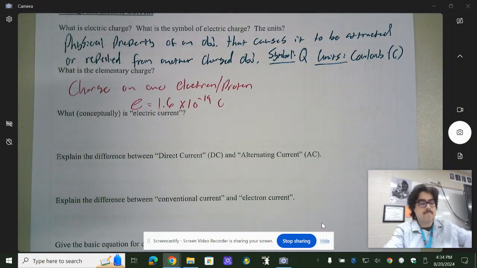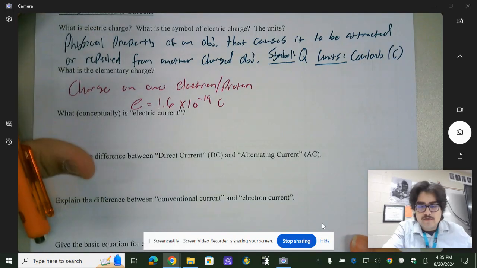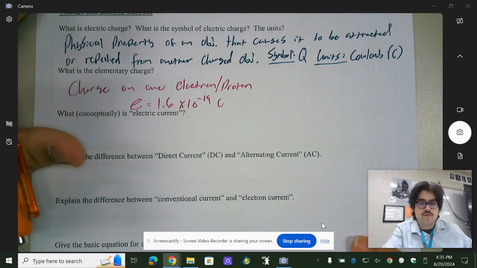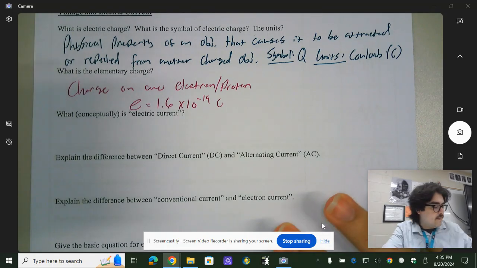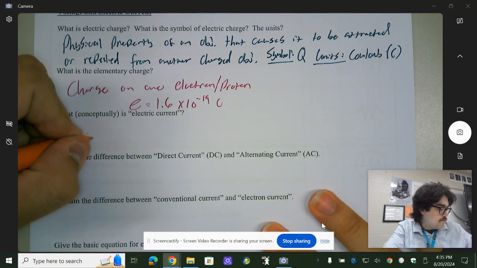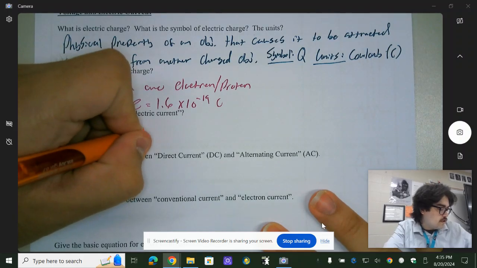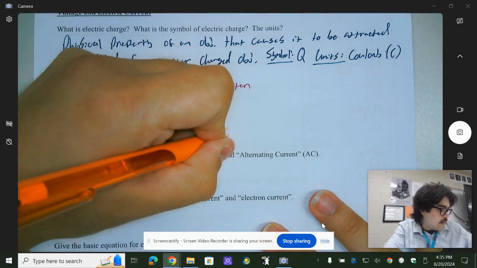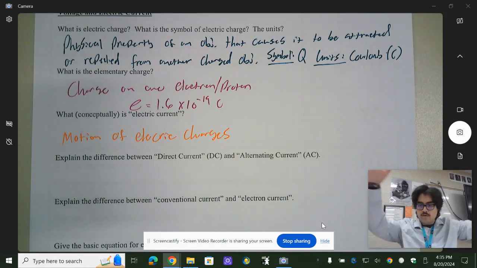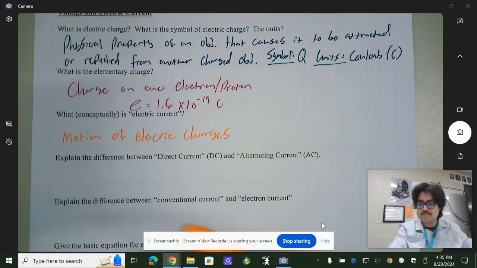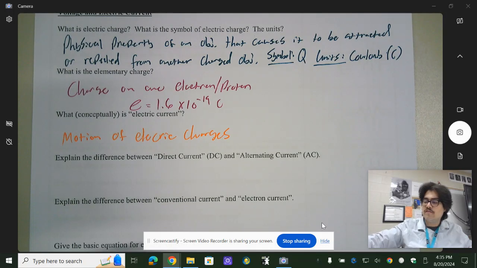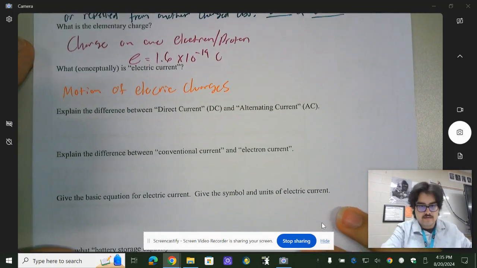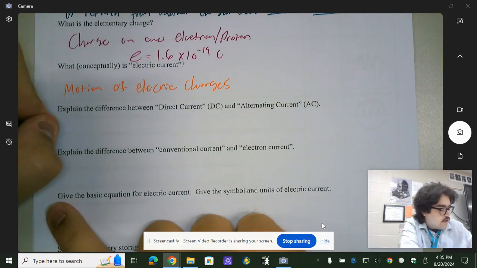So that's the charge on a single electron or a proton. Electric current is very similar to something like a river current or water flow. This is the motion of electric charges, so the current is like the flow of the charges. We're going to look at two different types in this class, a broad overview: DC and AC, direct current and alternating current.